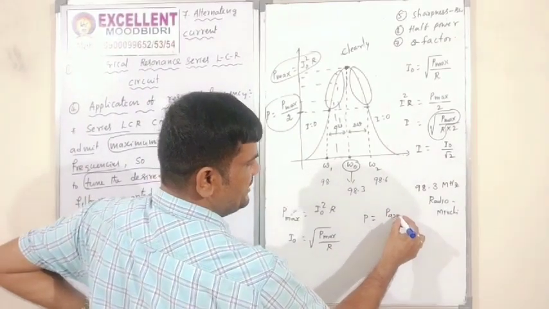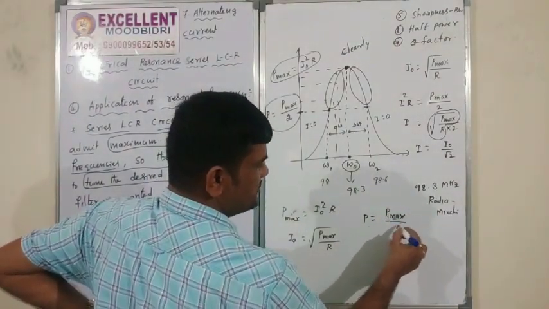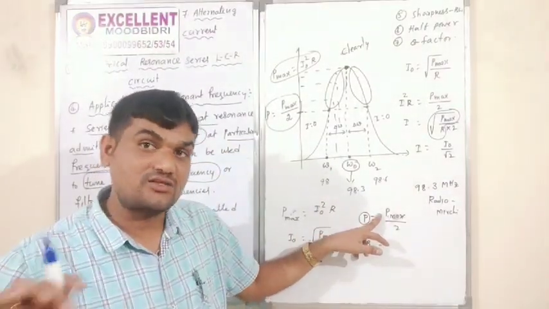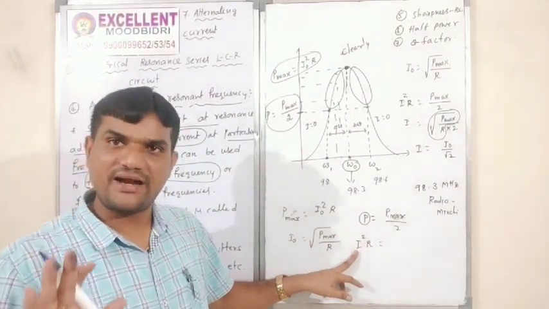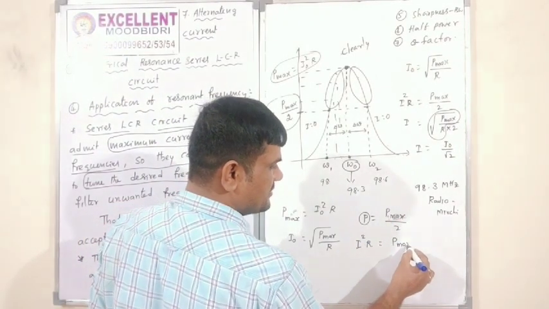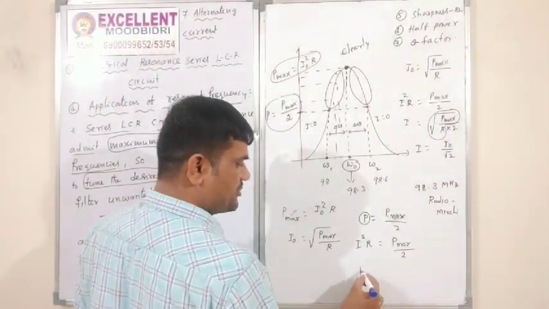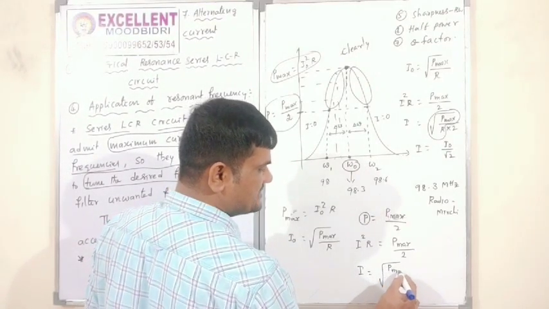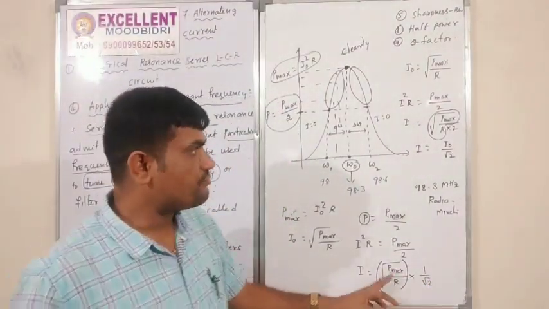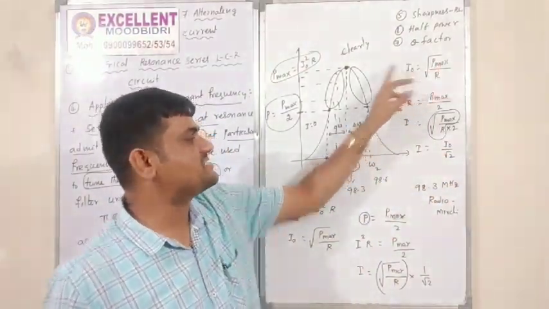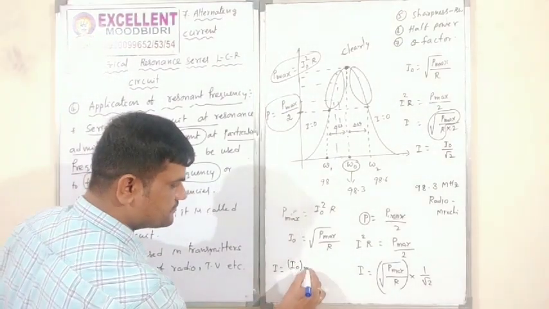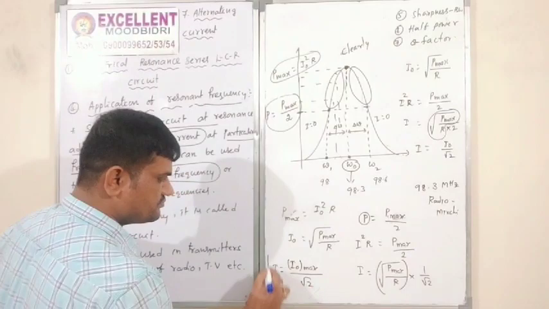Then at this point, power is equal to P max by 2. At this point, power is equal to I square into R, where I is the RMS current. So I square R is equal to P max by 2. So root 2 we can transfer to that side. Therefore, root over P max by R into 1 by root 2. P max by R is nothing but I naught only, right? Therefore, at that point, I is equal to I naught max by root 2.